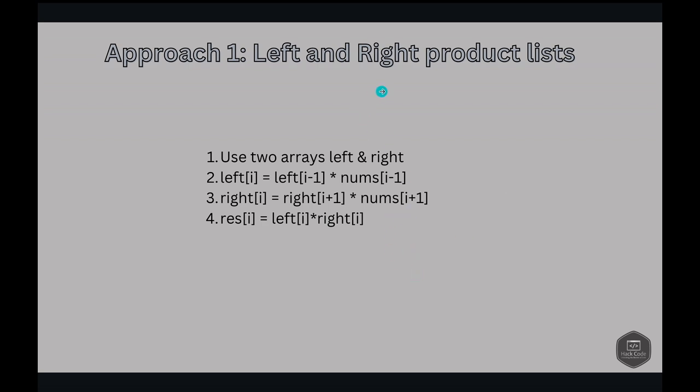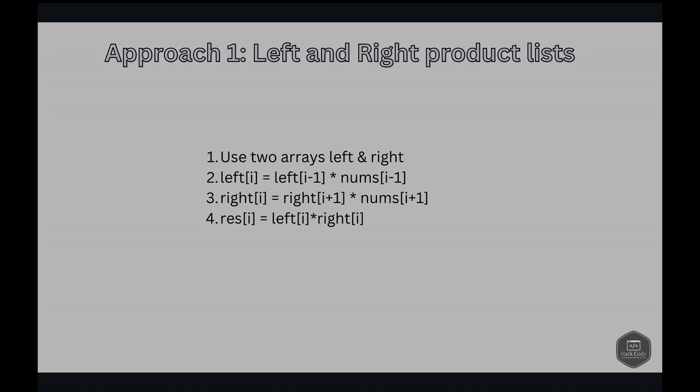So approach 1, using two arrays, left and right. We initialize two empty arrays, left and right. For a given index i, left[i] would contain the product of all the numbers to the left of i, and right[i] would contain the product of all numbers to the right of i. So basically we keep two arrays to compute the product towards the left and the product towards the right, and we would need two loops to fill in the values for the two arrays.